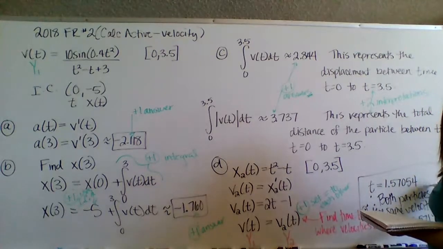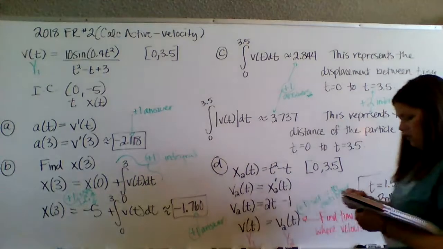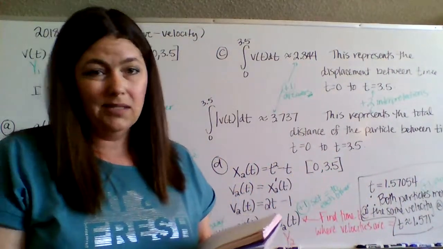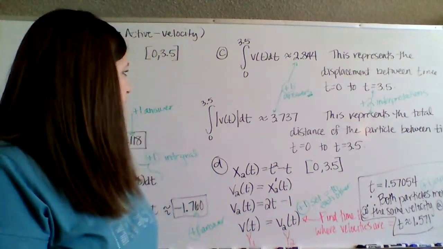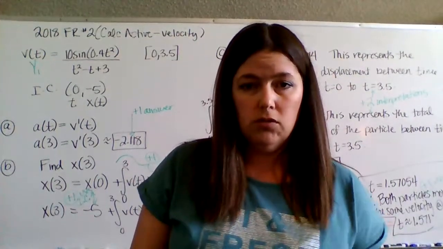And then the last point is just for your answer that you said both particles then are moving at the same velocity at the time of 1.571. And since they didn't give us any time frame, that's all we can say, right? So there's another velocity problem, which we hadn't done for a little bit, from a pretty recent year.